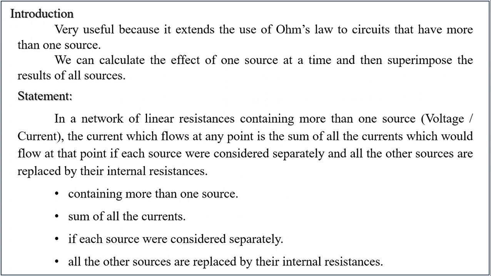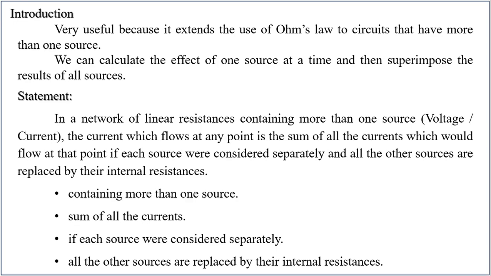Right? So let us state it: in a network of linear resistances containing more than one source, which may be a voltage source or a current source, the current that flows at any point is the sum of all the currents which would flow at that point, each source being considered separately and all the other sources replaced by their internal resistances. So let us understand this sentence, one word after the other.